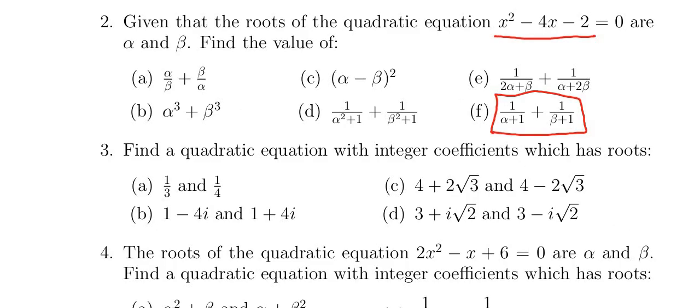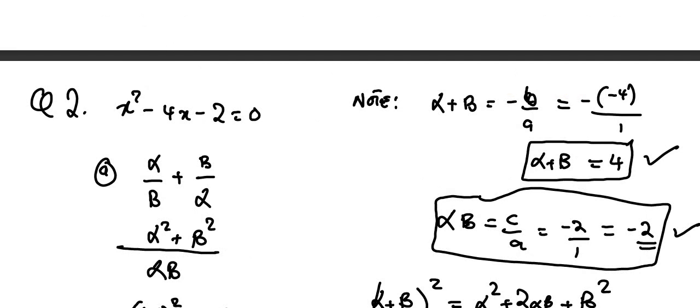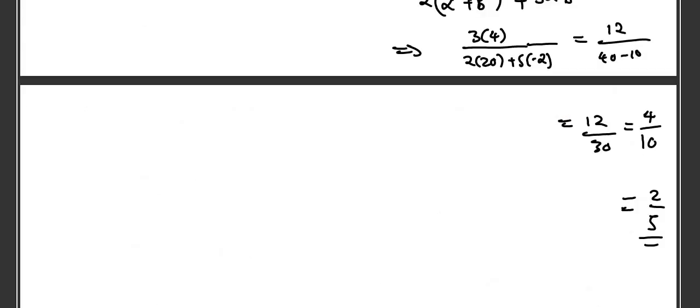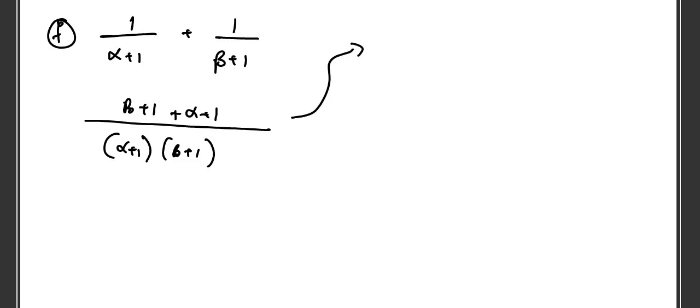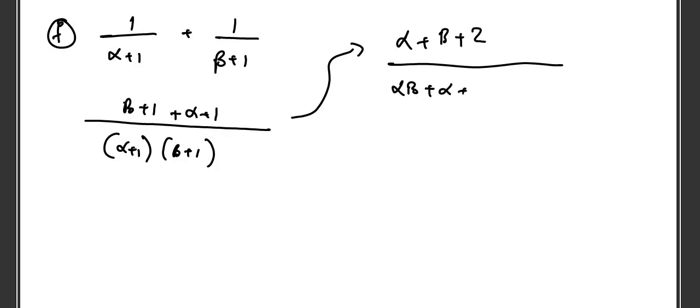So this is 1 over alpha plus 1, then plus 1 over your beta plus 1. This is just alpha plus 1, then this is beta plus 1. This will be beta plus 1 plus alpha plus 1. This will just end up giving us alpha plus beta, then plus 2. Everything is simply going to be that, alpha, then plus beta.